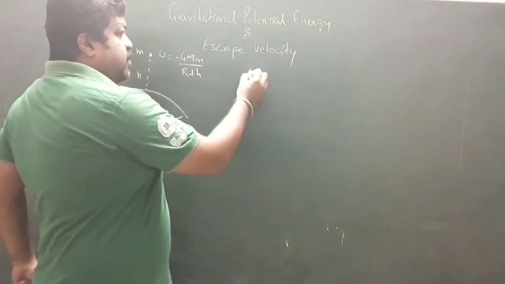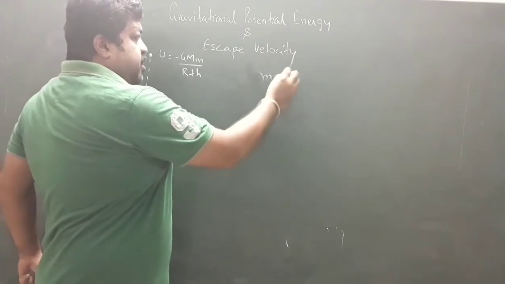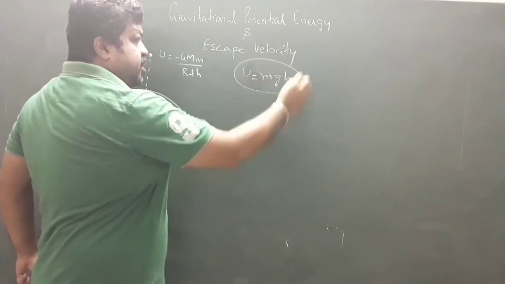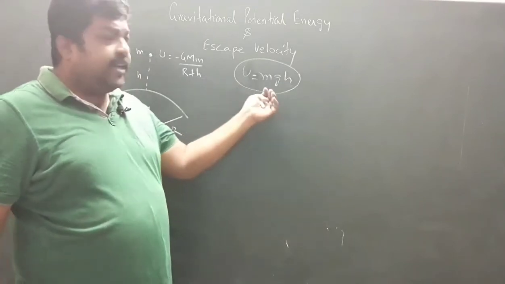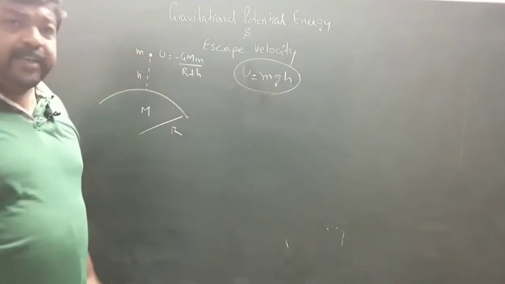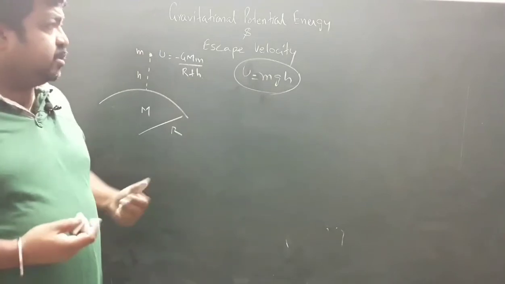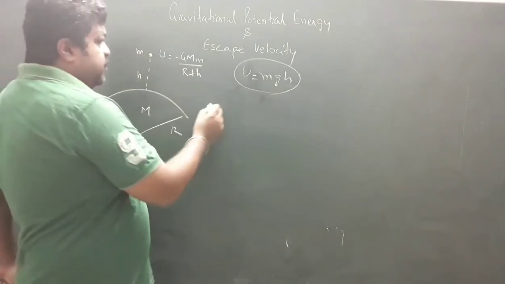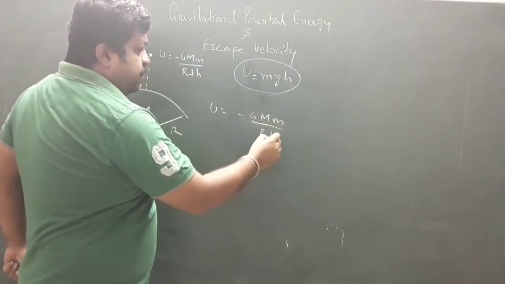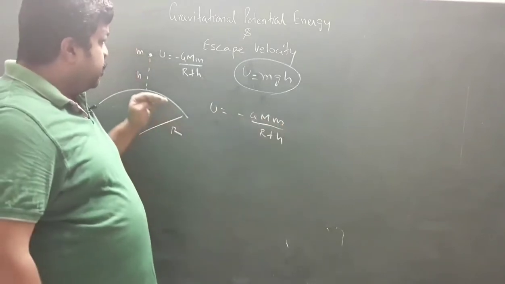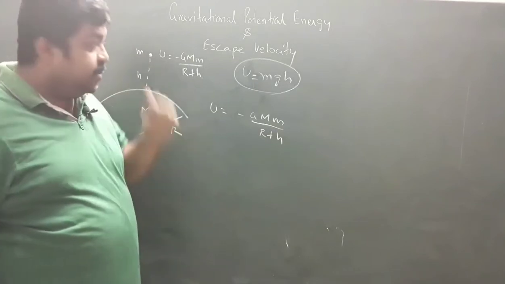But you may think, okay, but what was then this expression, potential energy equal to mgh? Earlier we have learned that potential energy at height h is mgh. Now we are getting it as minus GMm by R plus h. So what is the difference? See, this expression U is equal to minus GMm by R plus h. This is the potential energy at height h from the surface of Earth.